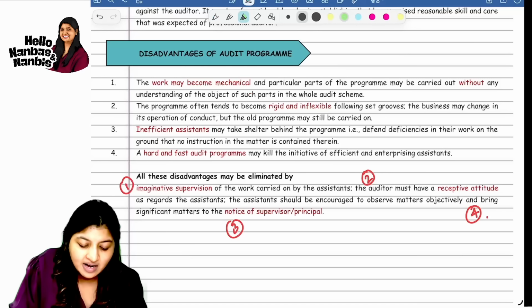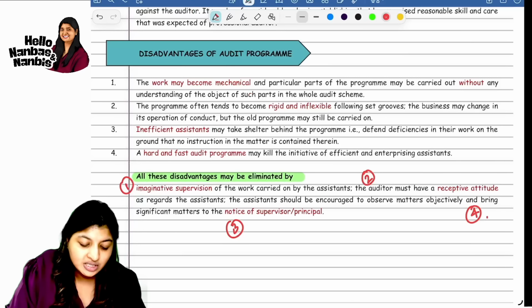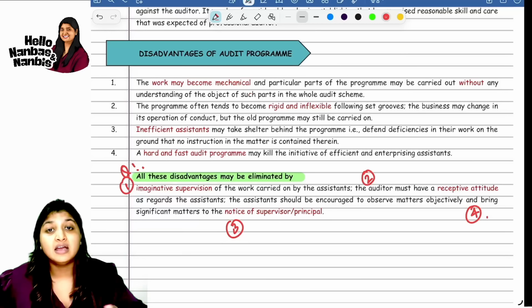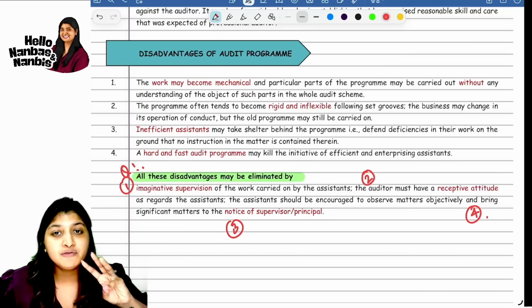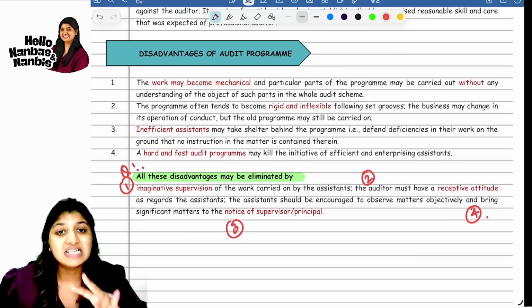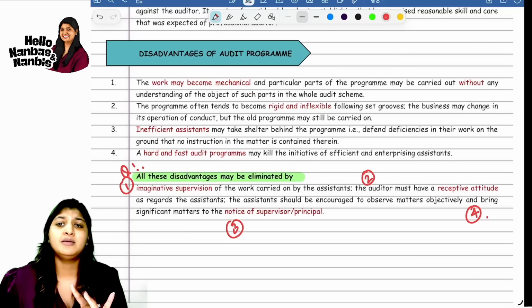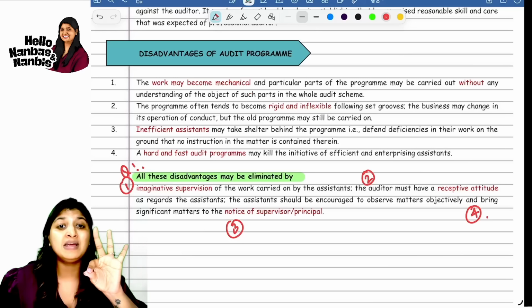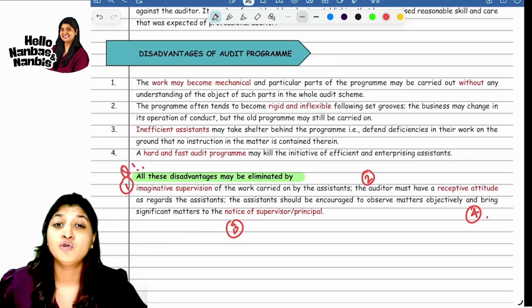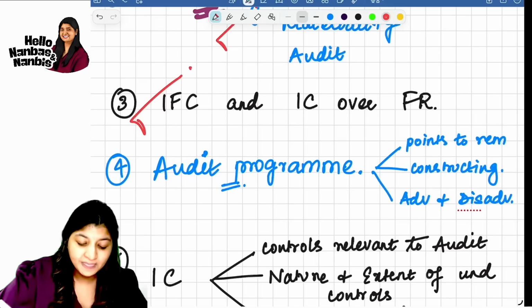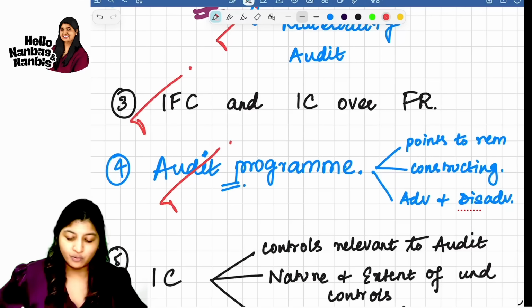Now, when there are disadvantages, these disadvantages may be eliminated by 4 points. Imaginative supervision of the work. Auditor must have a receptive attitude as regards the assistant. Assistant should be encouraged to observe the matters objectively, and they should be encouraged to bring the significant matters to the notice of supervisor or principal. This is with respect to the audit program.